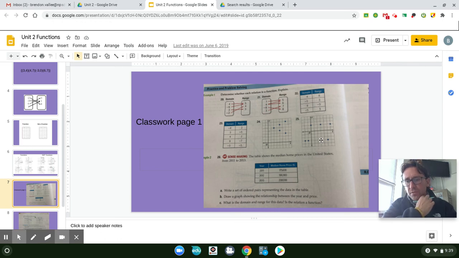So your classwork is right here. Okay. So you're going to do these problems and explain whether they're a function or not and why. Okay. So if you're working from home, let's do these in your notebook and post them to Google Classroom.